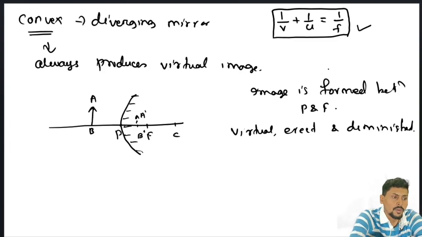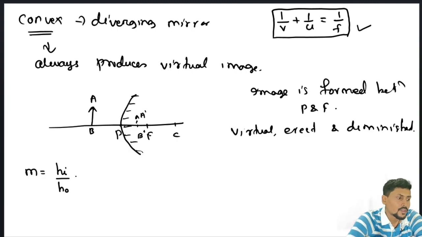Then I will discuss magnification. The magnification produced by a spherical mirror is the ratio of the height of the image to the height of the object. Here hi is the image height, ho is the object height. So hi by ho is the magnification. And there are many formulas for it. So the formula for m is minus v by u.